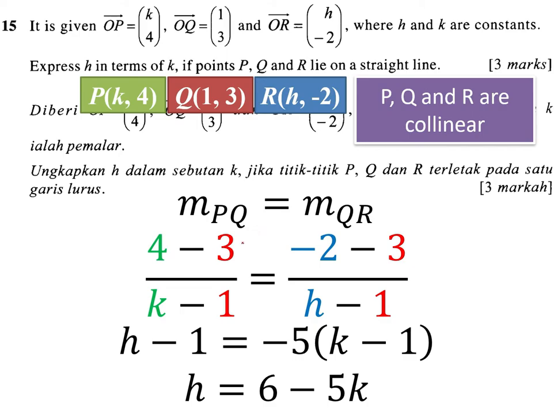If you manage to get the gradient of PQ or the gradient of QR, you will get 1 mark already. Actually, we can compare to PR also. It's just like I say, PR will involve 2 unknowns, so I don't use it here. But you can use that also to get the same answer. Second mark will be given when you compare. We found 2 gradients and then you compare the 2 gradients.